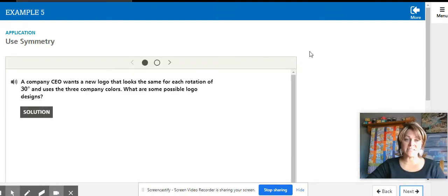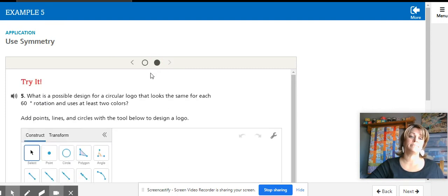You are going to be using symmetry. So here's an application. A CEO of a company wants a new logo that looks the same for each rotation of 30 degrees. So 30 degrees, 30 degrees, 30 degrees. Every 30 degrees, it looks identical, which means it maps onto itself every time, 30 degrees, all the way around to 360. So what are some possible logo designs? There are so many answers for this, but the solution actually gives a visual that is pretty cool, and you can go through the steps with that if you would like.